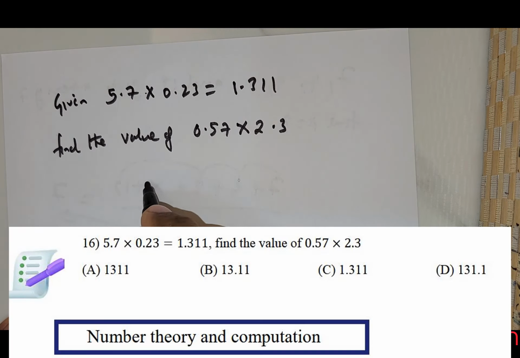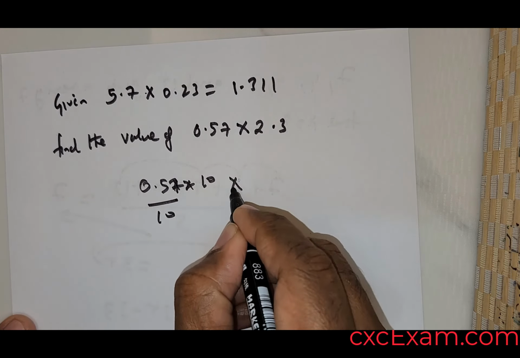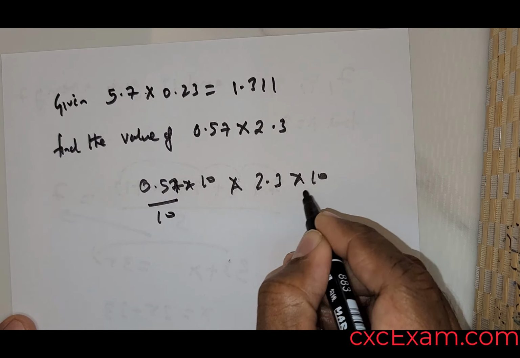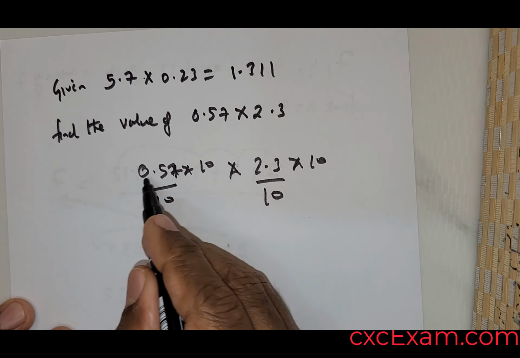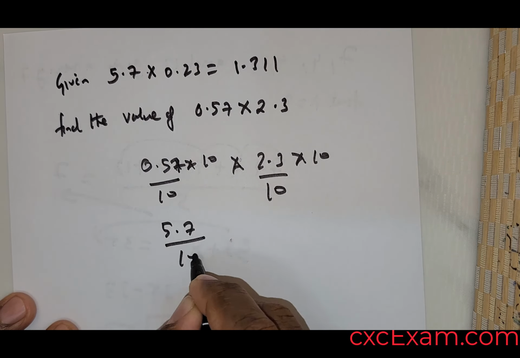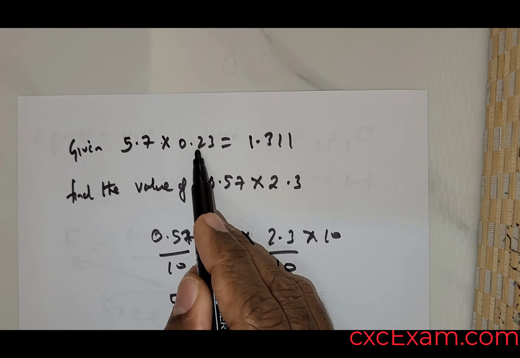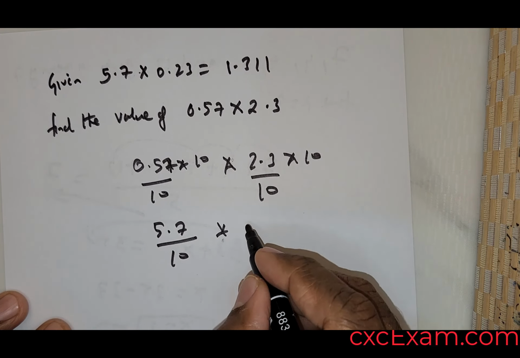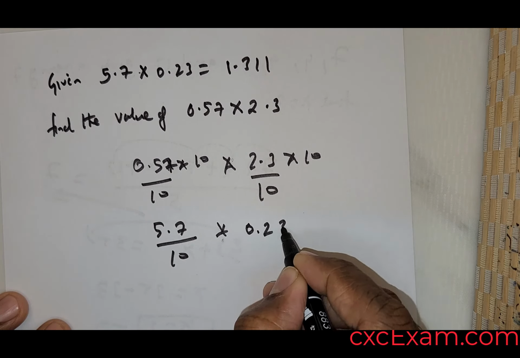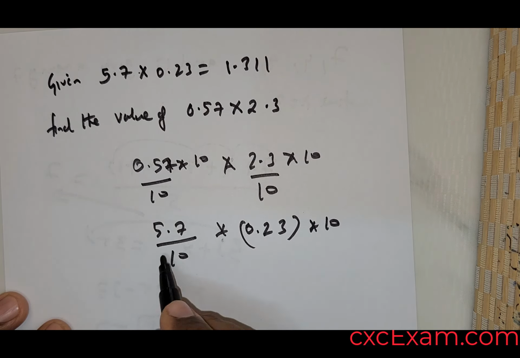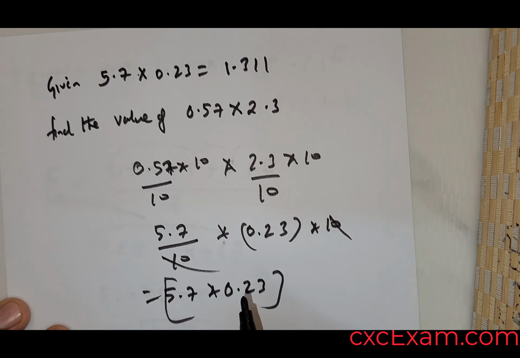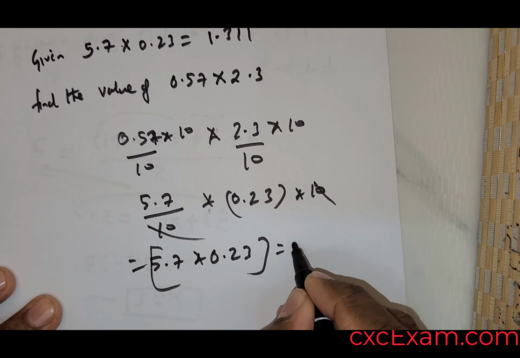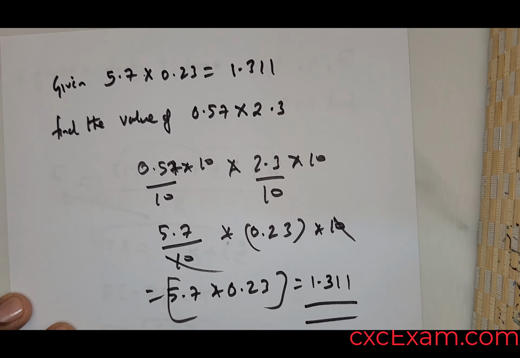Now you need to convert this to this. So 0.57 I'm going to multiply by 10 and divide by 10. And 2.3 I'm going to multiply by 10 and divide by 10. Now I need to get 5.7. That means I multiply by 10. So this will be 5.7. And I need to get 0.23. So that means I'm dividing by 10. So this is going to give me 0.23 and I have a 10 there. 10 gets cancelled. So this is going to give me 5.7 times 0.23. But 5.7 times 0.23 is 1.311. So that's the solution for this question.